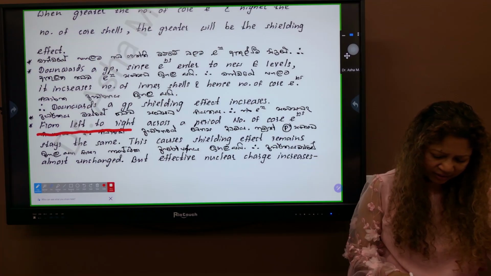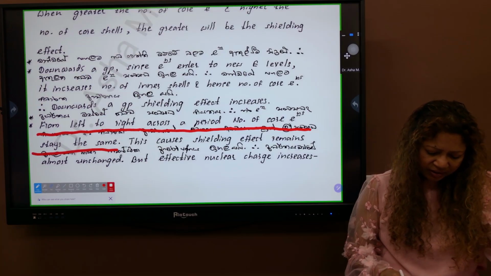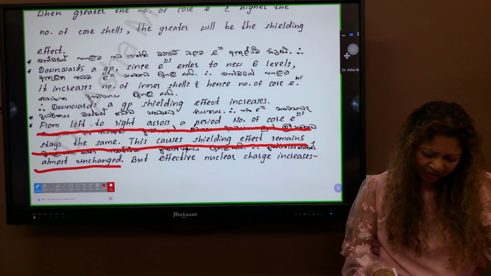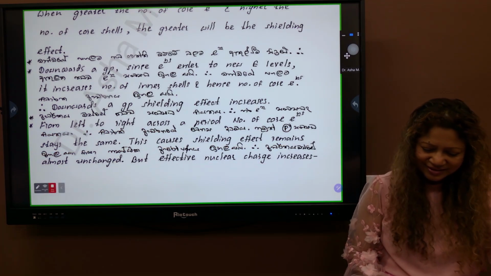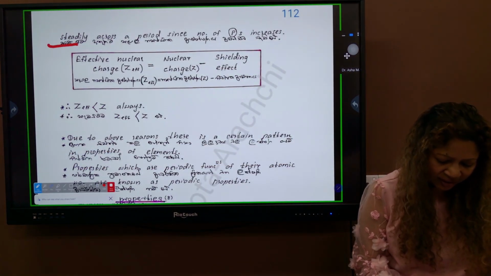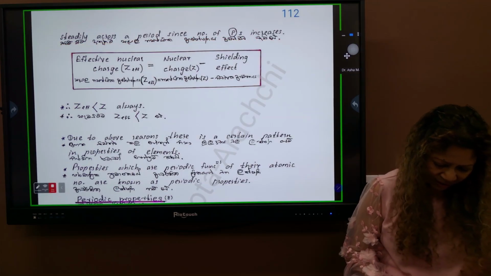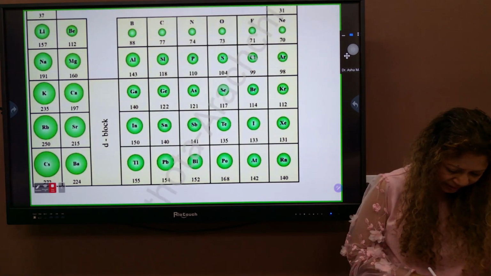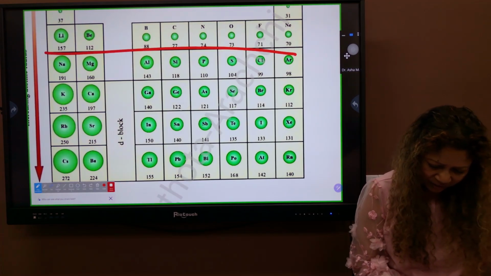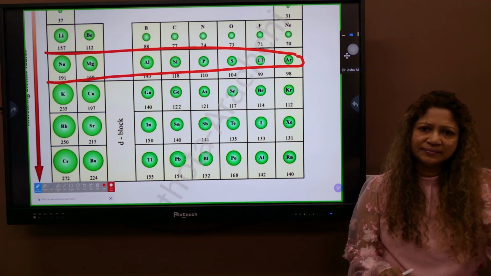From left to right, across a period, the number of core electrons stays the same. This causes the shielding effect to remain almost unchanged, but effective nuclear charge increases. We didn't discuss that, but I'll explain. Shielding, steadily across the period, since the number of protons increases. Okay, what happened there? Along a period, what happened? What is the condition for along a period? See, obviously, radius is being decreased. What is the reason for that?